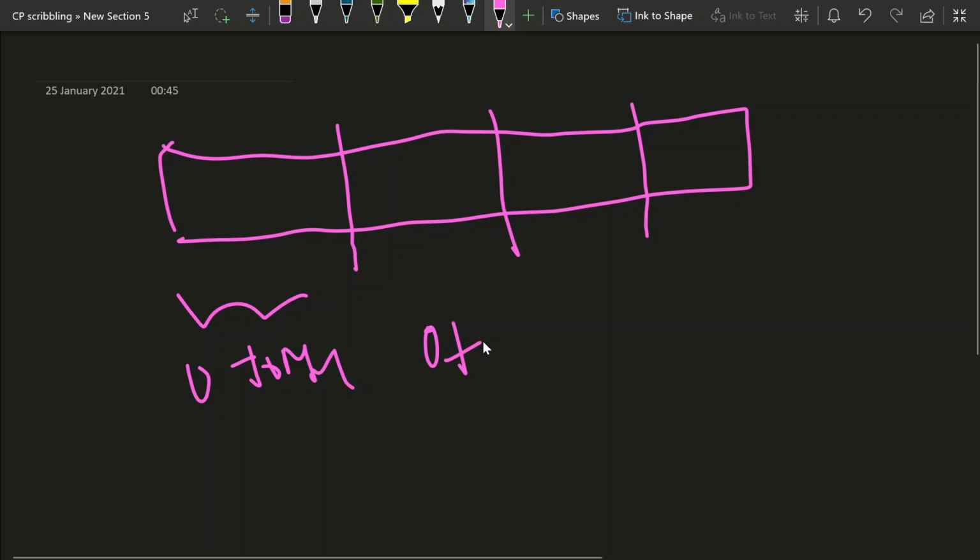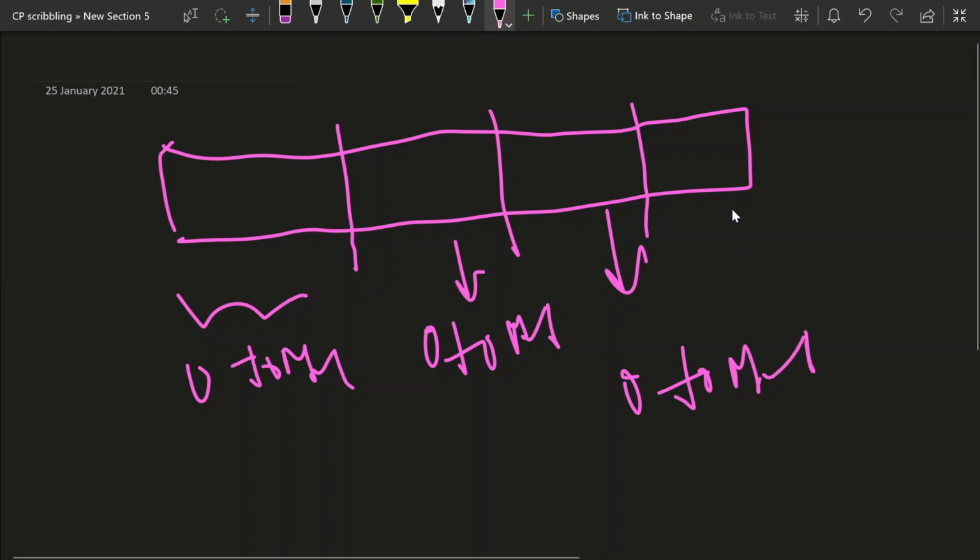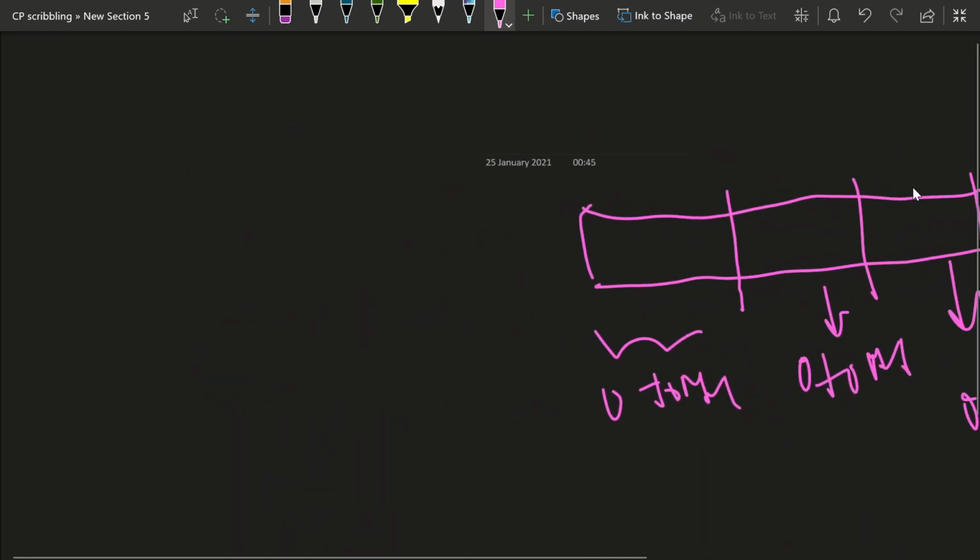This contains 0 to m minus 1. Similarly, this one contains 0 to m minus 1. And similarly, this one contains 0 to m minus 1. Right? All of these segments should contain these values. They should definitely contain them.